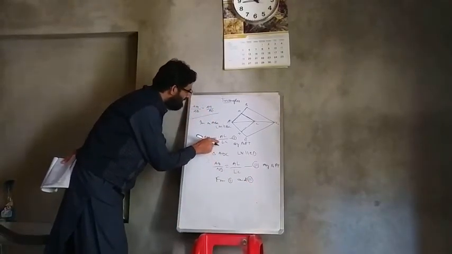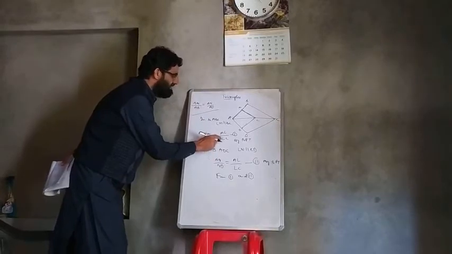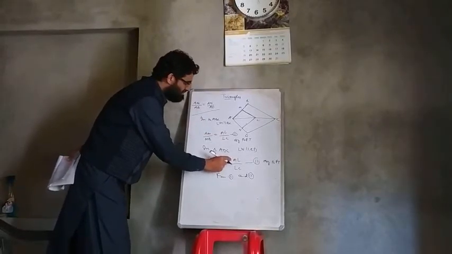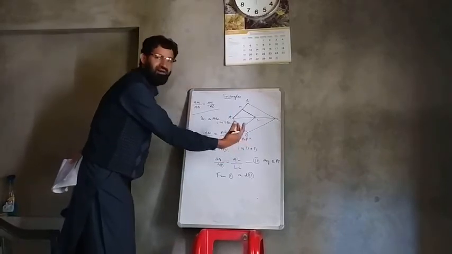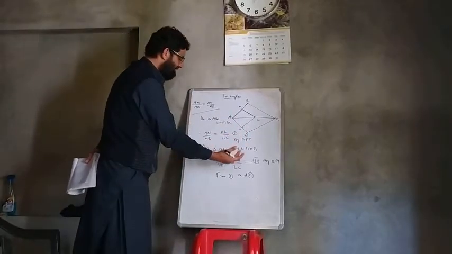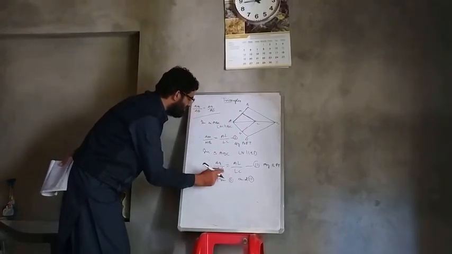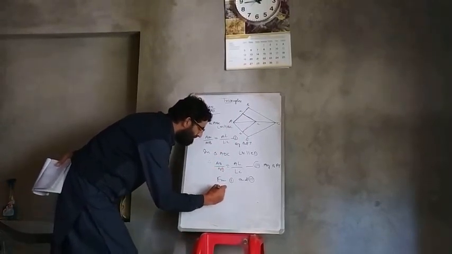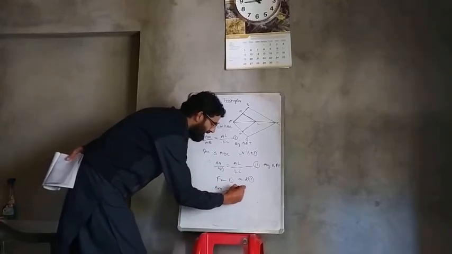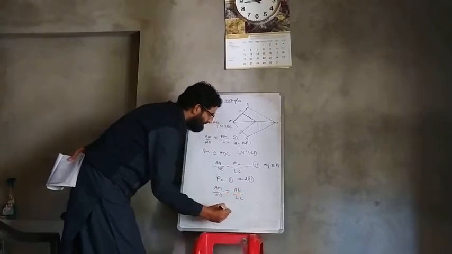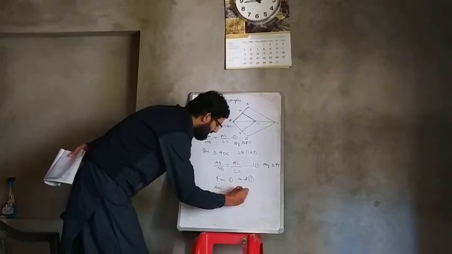Now see, the right hand sides are equal. What is the right hand side of the first equation? It is AL divided by LC. And for equation number 2, again it's AL divided by LC. So right hand sides are equal. When right hand sides are equal, left hand sides are also equal. So from first and second equation we get AM divided by MB is equal to AN divided by ND.